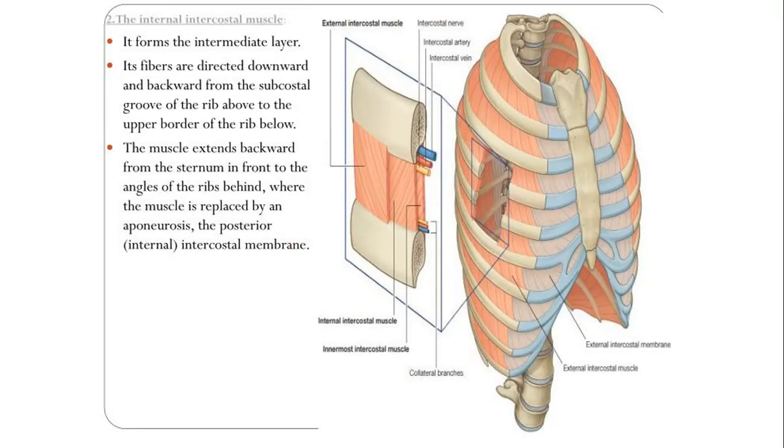We can see here in this diagram the intercostal vessels and nerve, vein, artery and nerve. They are running between the innermost intercostal and internal intercostal. Internally will be the endothoracic fascia, which separates the innermost intercostal from the parietal pleura.